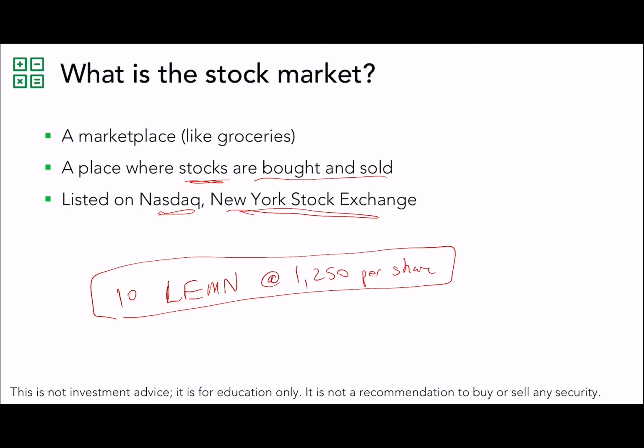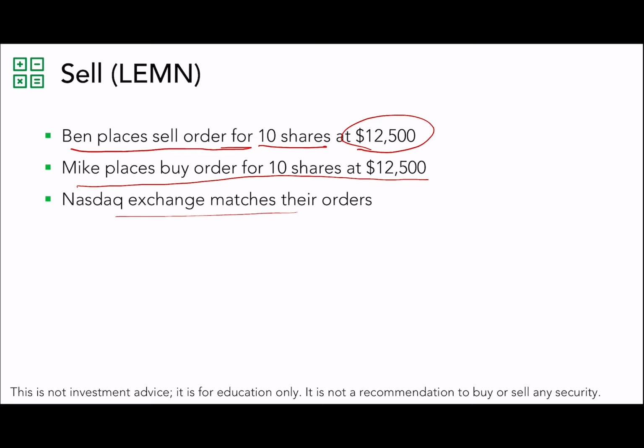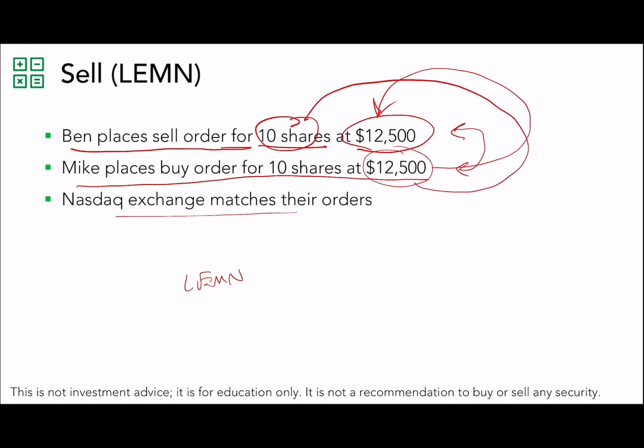Now, the exchange is going to get this trade request and try to match it with another party who wants to sell their shares. So let's say at the same time Mike places his order for 10 shares, that Ben places his sell order for 10 shares at the exact same price. So then the NASDAQ exchange, where LEMN is listed, is going to see both of those orders and match them together. So Mike is going to transfer $12,000 from his account going to Ben, and Ben's 10 shares of Johnny's Lemonade are going to go into Mike's investment account.